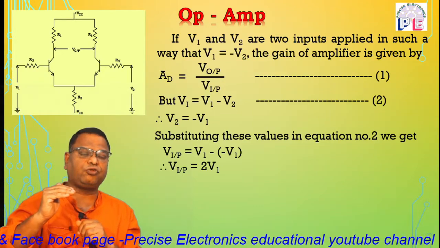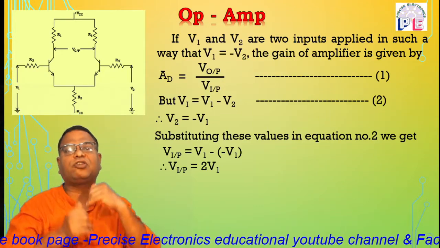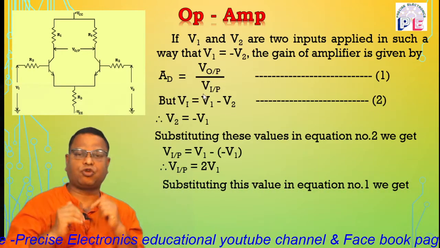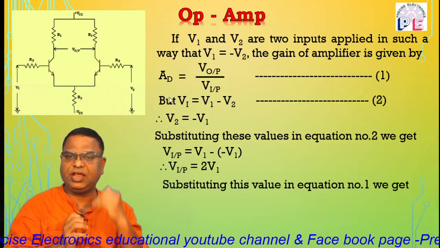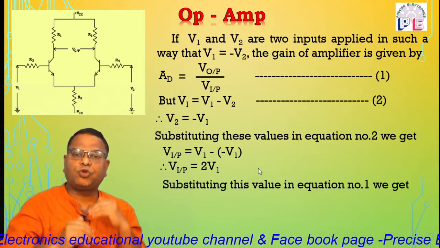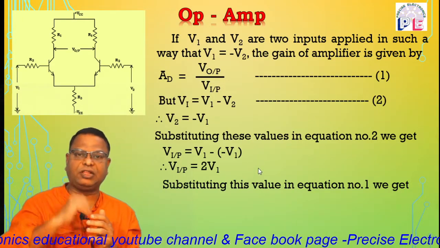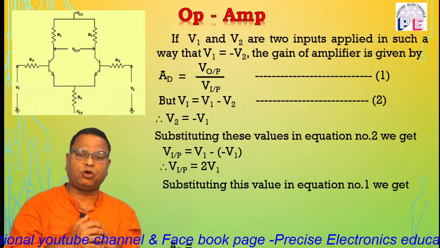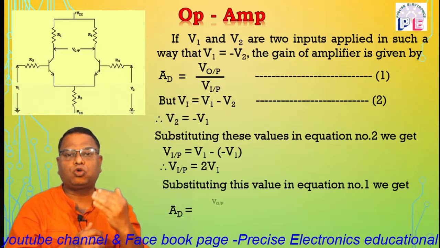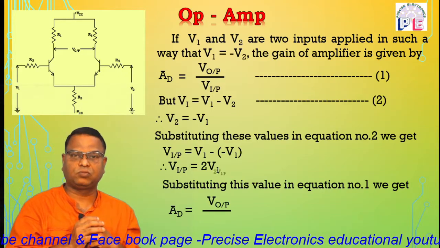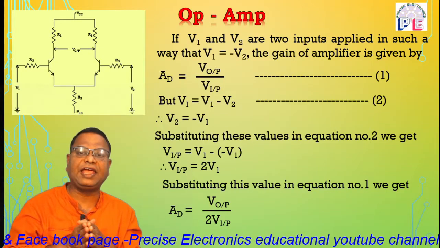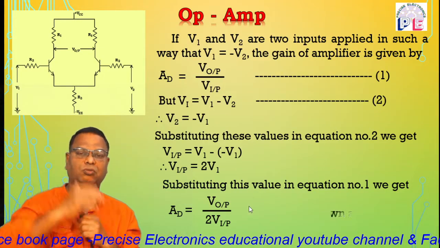By substituting this value of V input in equation number 1. What is equation number 1? That is AD is equal to V output upon V input. Now we are going to substitute the value of V input in that equation. So we get AD, A suffix D, is equal to V output upon 2V input. And this is our final equation to find out the gain of the amplifier in differential mode.